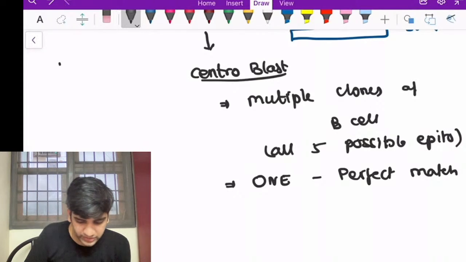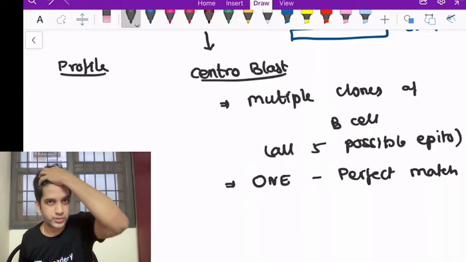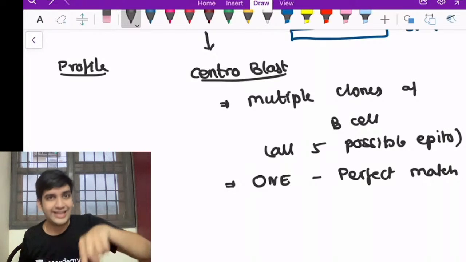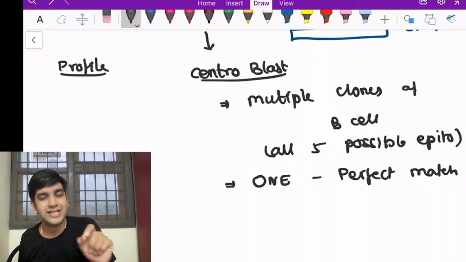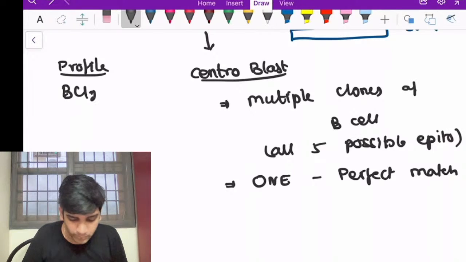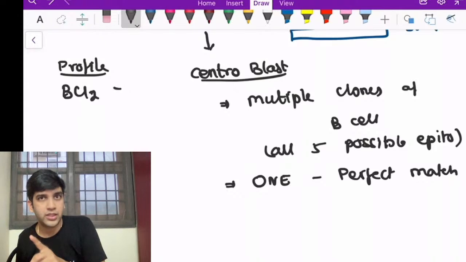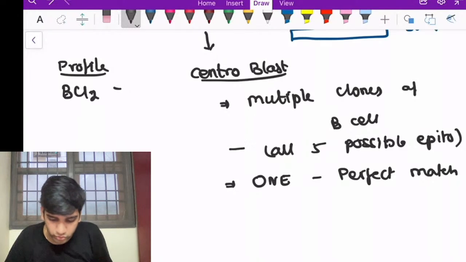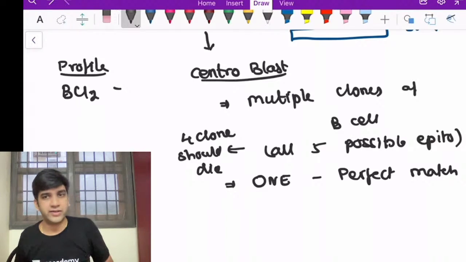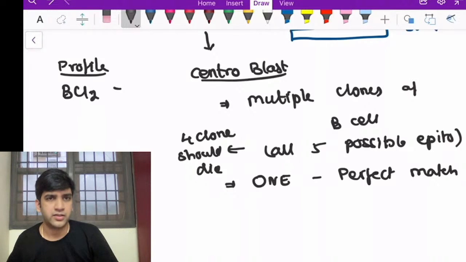So I'm just going to look at the profile of the centroblast, that's all. They are CD19 positive, CD20 positive for sure, right? They will be CD5 negative, CD23 negative, because only when both are negative they can enter my germinal center. So here my BCL2 should be absent, right? Because BCL2 is anti-apoptotic. If it is absent, only then I can destroy 4 clones. These 4 clones should die. If they are present, I cannot survive, right? The 4 clones should die. It's completely fine, Sanket. So BCL2 is absent. Okay.